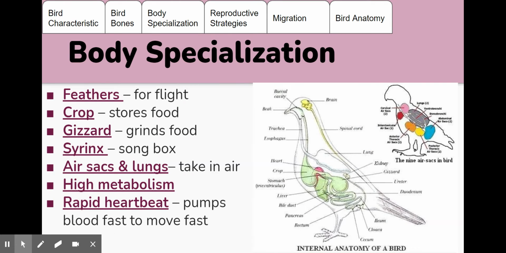Also, birds' bodies are specialized. They have feathers for flight, they have a crop which stores the food, they have a gizzard that grinds the food, a syrinx, which is a song box so they can make their bird noises, and air sacs and lungs that can take in air. They have a high metabolism. They have a rapid heartbeat, which pumps blood fast, so they can move fast.